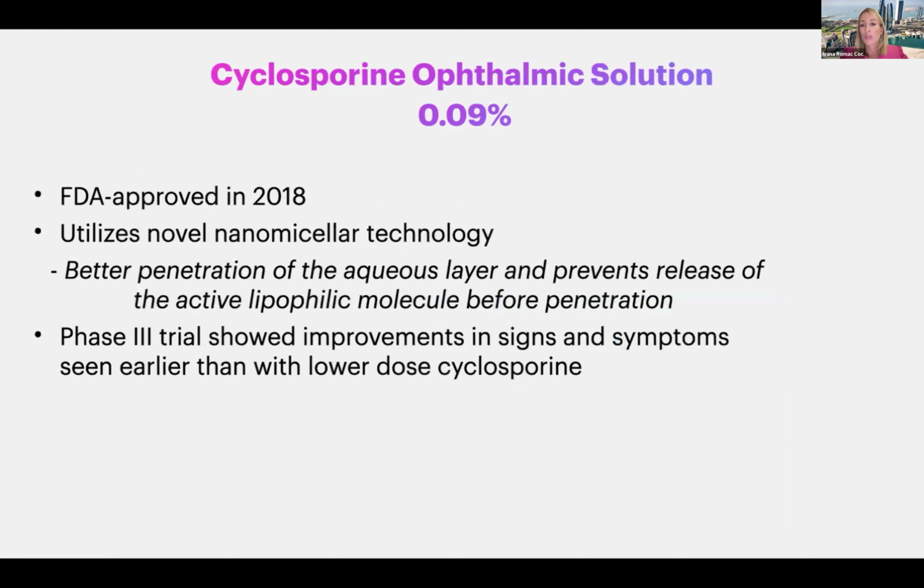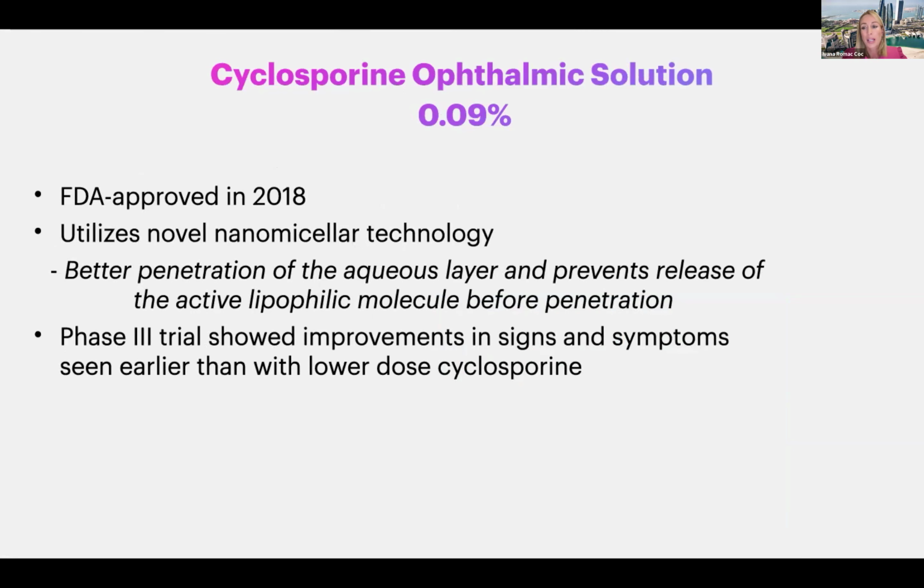And we also have cyclosporin with a higher concentration, 0.09%, which was FDA approved in 2019. And it also utilizes nanomicellar technology, which gives a better penetration through the aqueous layer. And the phase 3 clinical trials showed improvements in signs and symptoms of dry eyes, which are seen earlier than with the lower dose cyclosporin.